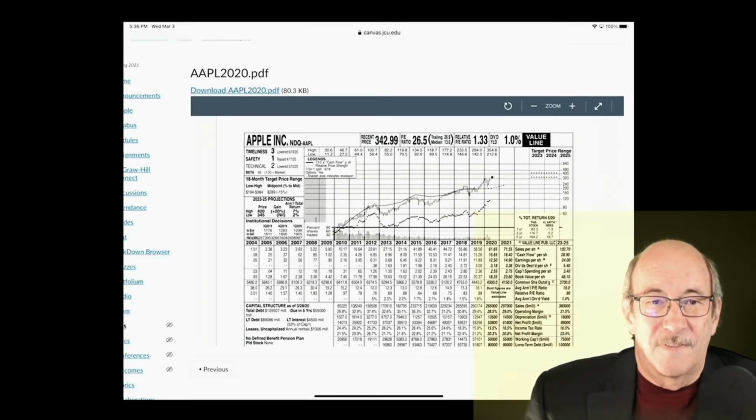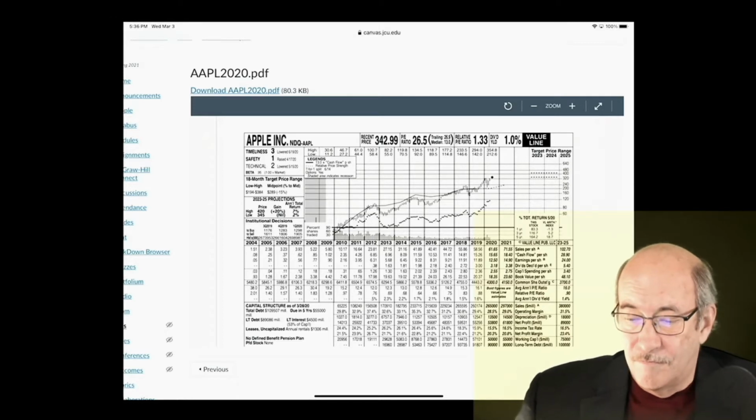What else? I guess while we're already looking at that, I figured why not ask now. Sure. Can you run us through the location of the critical information on these stock sheets? Yeah, absolutely.